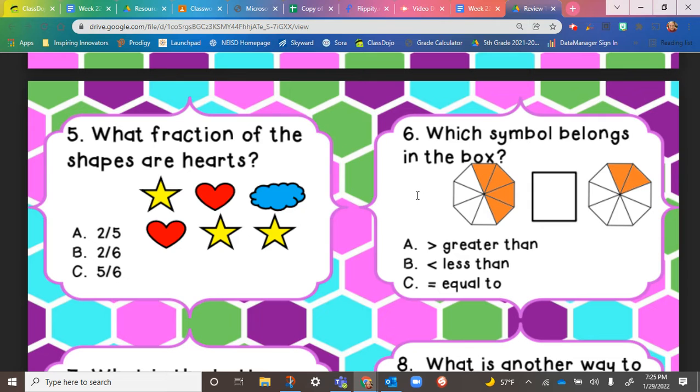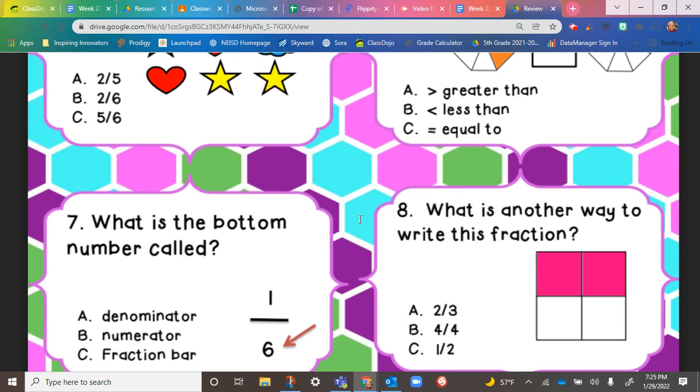Number 6, which symbol belongs in the box? So here I have half of this shape is shaded and only 2/8 of this one is shaded. So I can see that there's more over here. So then I would put A. This shape is greater than this shape. So the amount shaded in is greater on the left there.